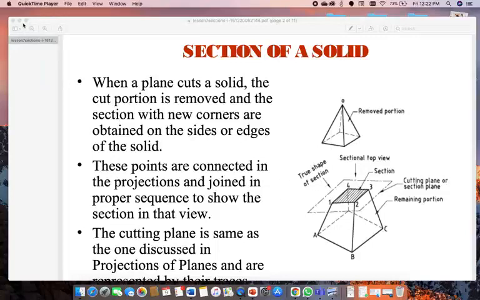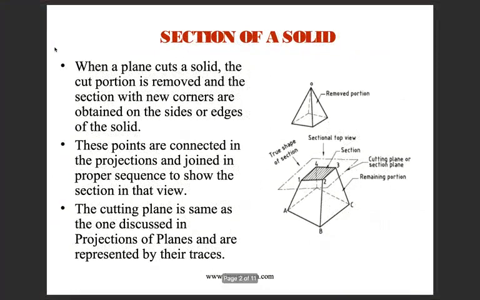Today we will talk about sections of solids. Yesterday I introduced you to solids and sections of solids. When a plane cuts a solid, the cut portion is removed and the section with new corners is obtained on the sides or edges of the solid. These points are connected in the projections and joined in proper sequence to show the section in that view.